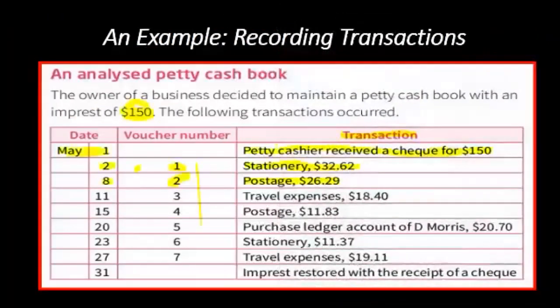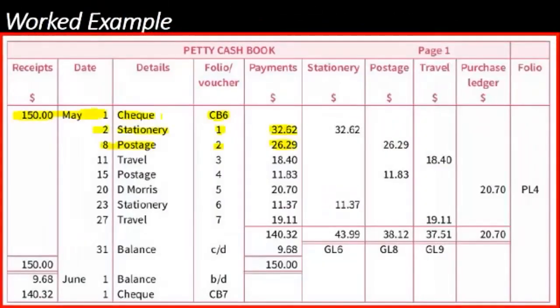Next transaction, travel expenses $18.40. Okay, notice the amounts are not huge amounts. And voucher number 3 on the 11th. So we come to the petty cash book, we enter 18.40 in the payments column. Voucher number 3, travel on the 11th.